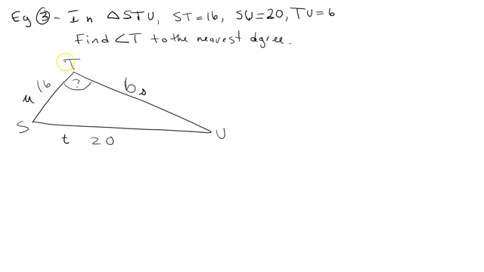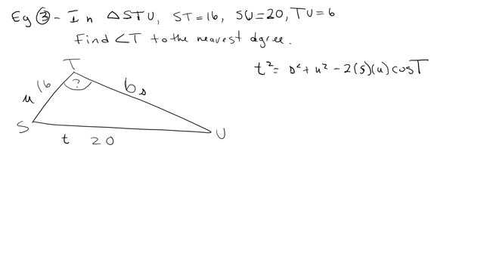So since I want to find T as the angle that I want to choose, I know that I'm going to write the entire equation in terms of the length that is opposite. So I'm saying t squared equals s squared plus u squared minus 2 times s times u times cos of big T.